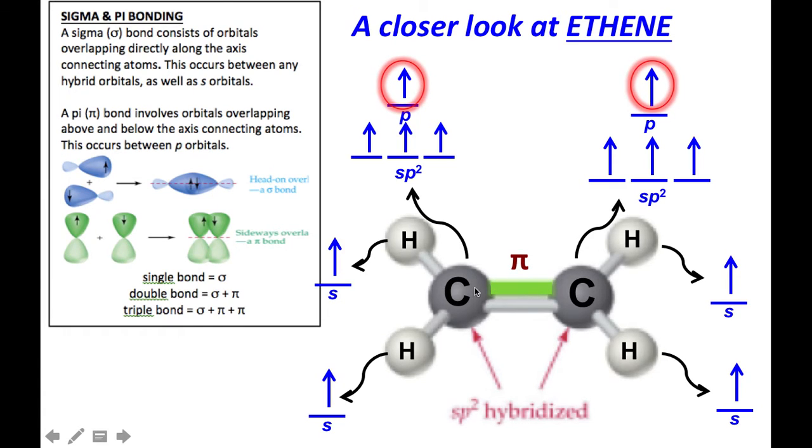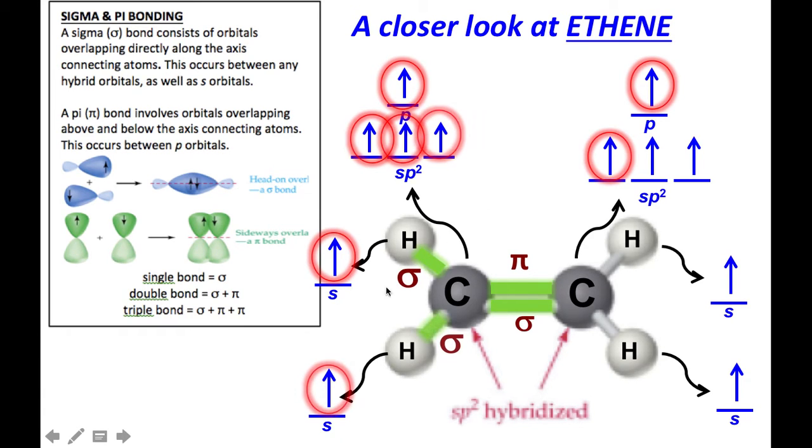The pi bond is what we call the carbon-carbon bond that's made from the 2 p electrons. And there's a little blurb over here that reminds us of that. A pi bond involves orbitals overlapping above and below the axis connecting atoms, and this occurs between 2 p orbital electrons, and that's the pi bond. The sigma bond is pretty much everything else in this case, and sigma bonds happen anytime you have an overlap between hybrid orbitals or s orbitals. So these 2 sp2 electrons are overlapping to make this sigma bond, and the other 2 on each carbon are overlapping with all the hydrogen 1s electrons to make more sigma bonds.